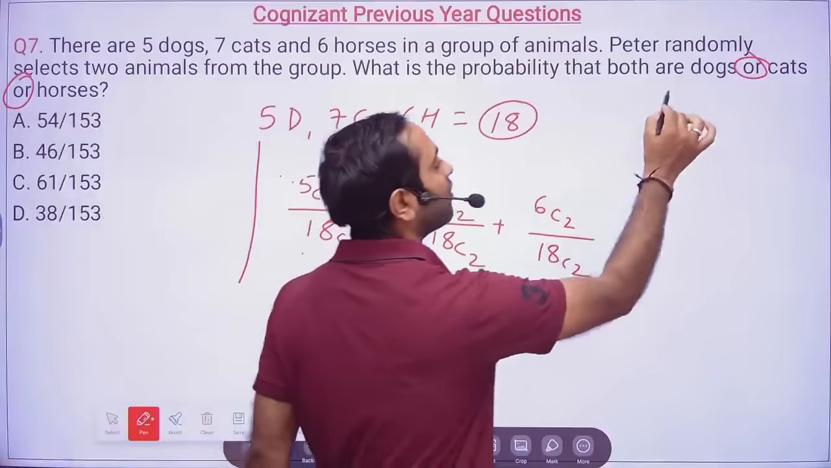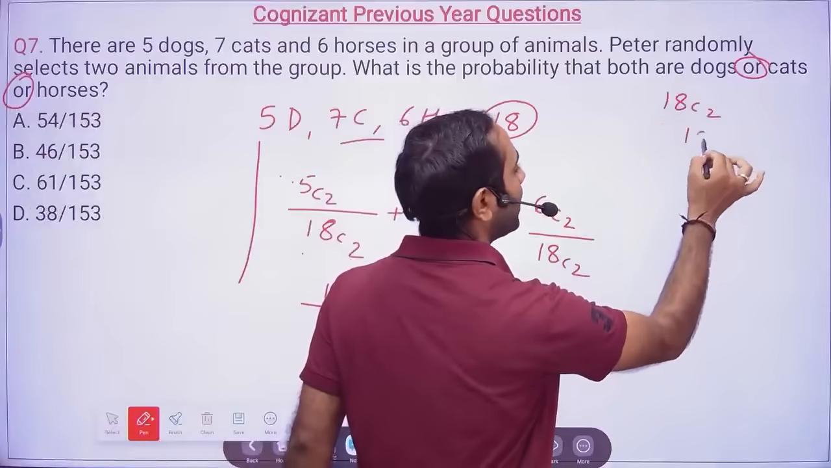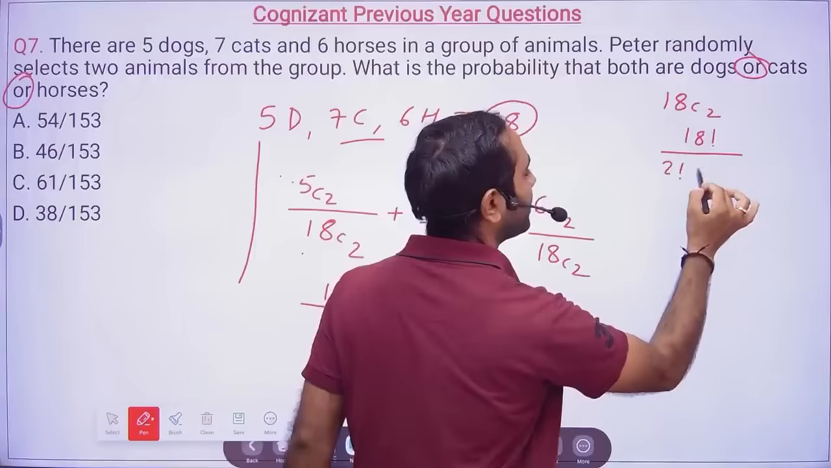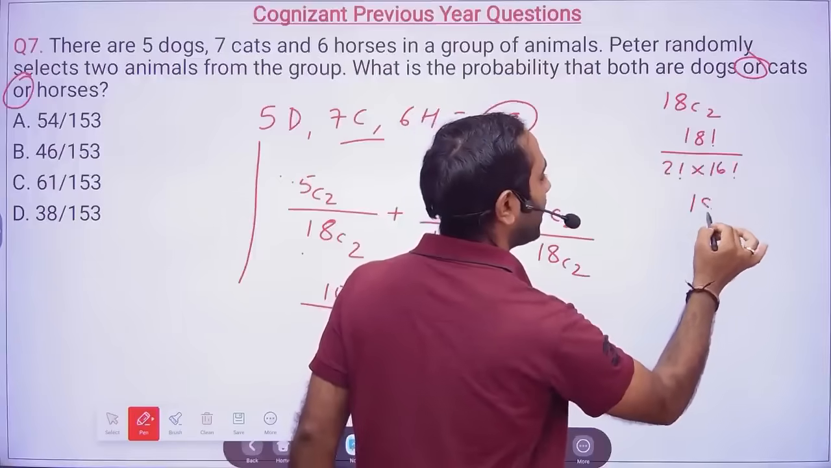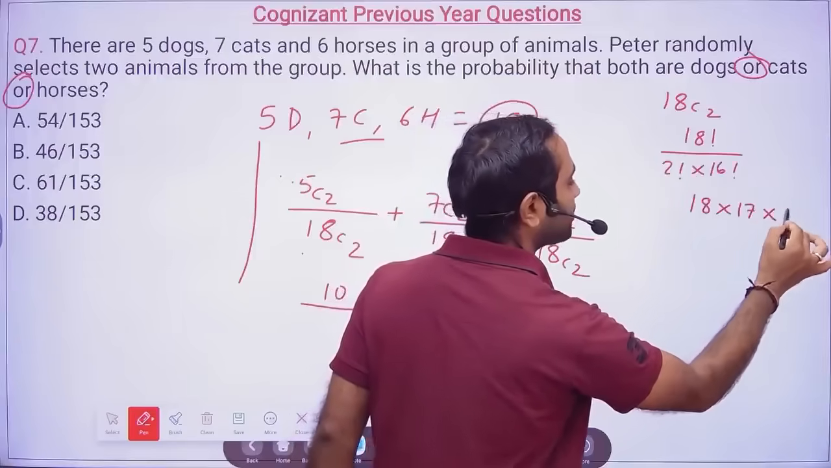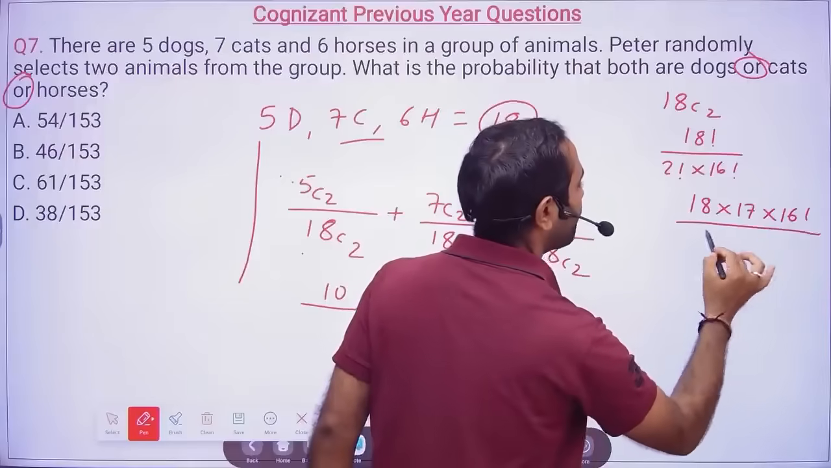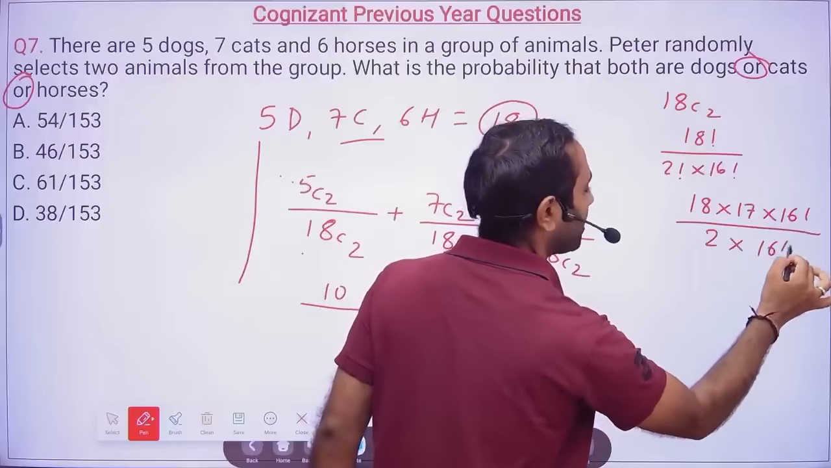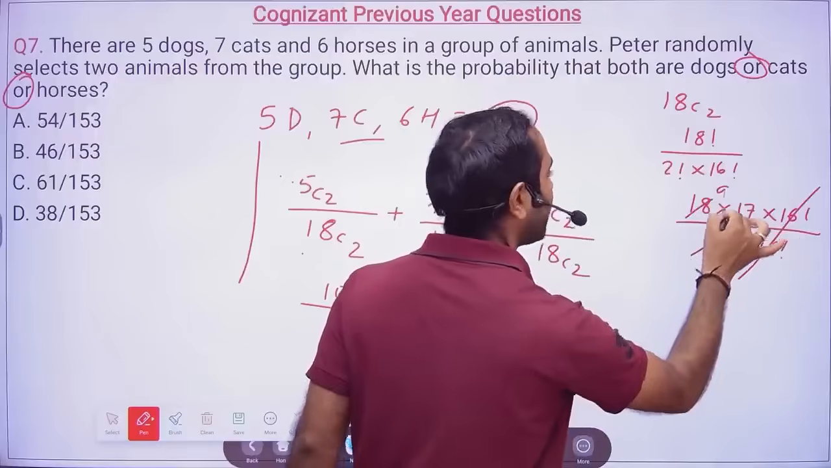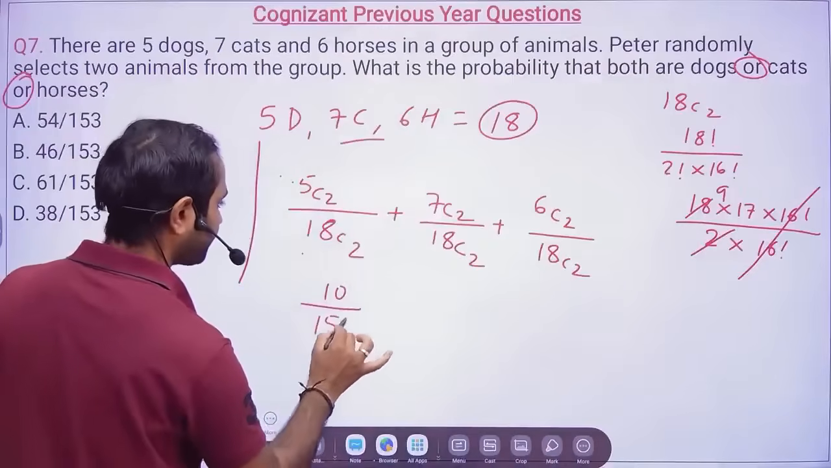18C2, how will we solve it? Sir, 18C2 is 18 factorial divided by 2 factorial times (18 minus 2) factorial, which is 16 factorial. If you expand 18 factorial, it is 18 into 17 into 16 factorial, and 2 factorial is 2. Keep 16 factorial like this, and it cancels. 2 nines are 18, so it will be 153.